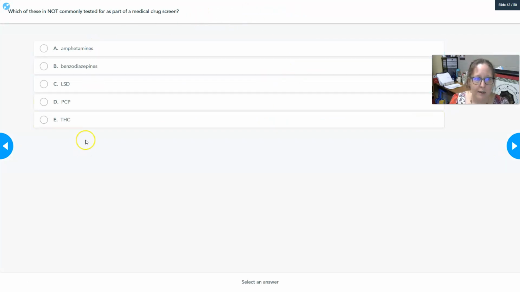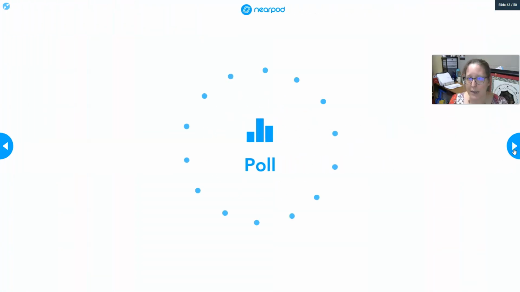Again, this little question is, which one of these is not commonly tested for as part of a medical drug screen? Which one did we say was not commonly done? If you're not sure, just go back.